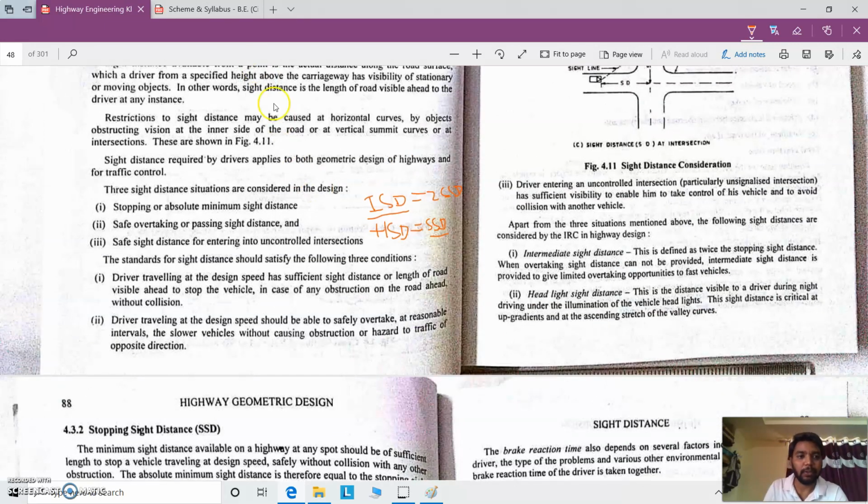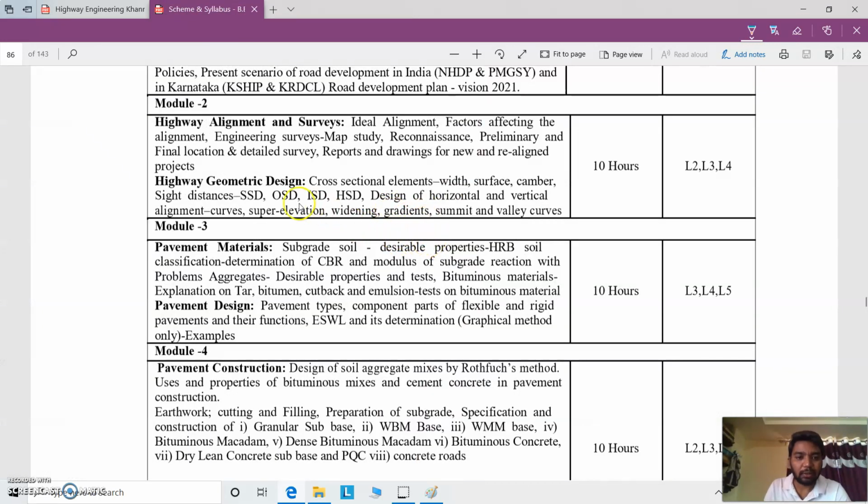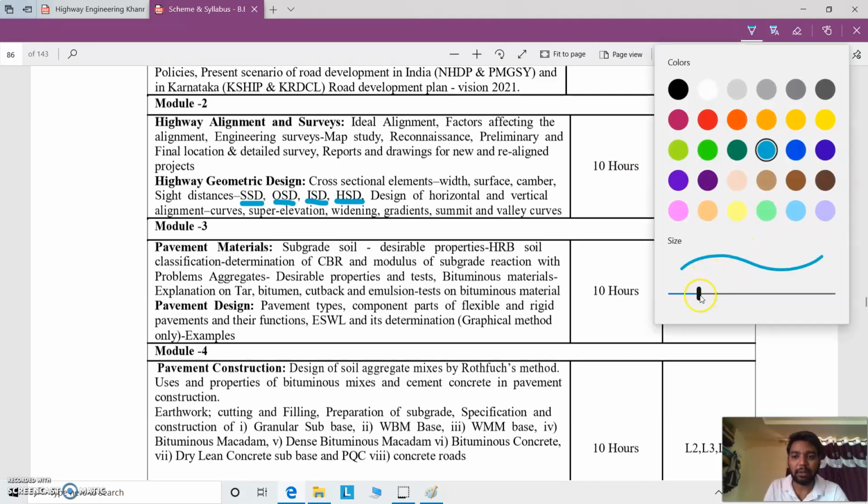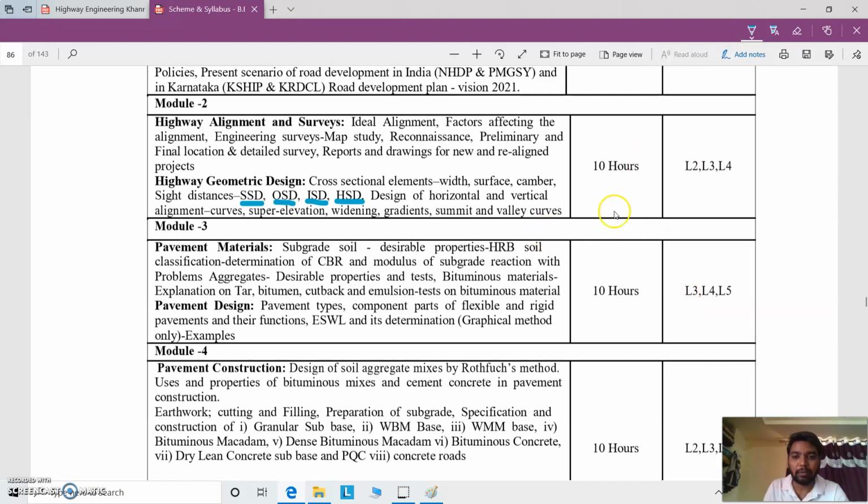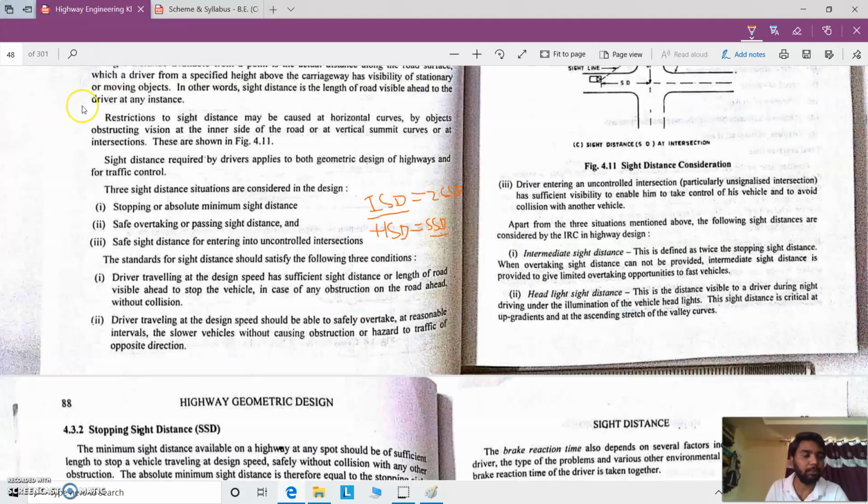So up till here we have completed stopping sight distance, overtaking sight distance, intermediate sight distance and headlight sight distance. Let us move on to the design of horizontal and vertical alignment of curves. In this section I will first study the horizontal curve, that is super elevation and widening. So let us complete this horizontal curve and then move on to the vertical curves, right?